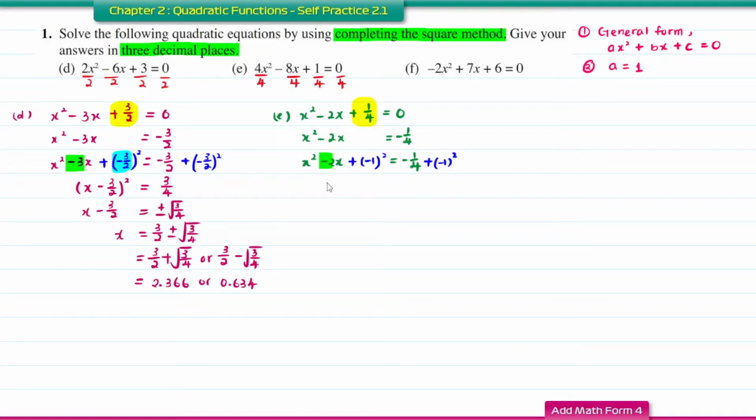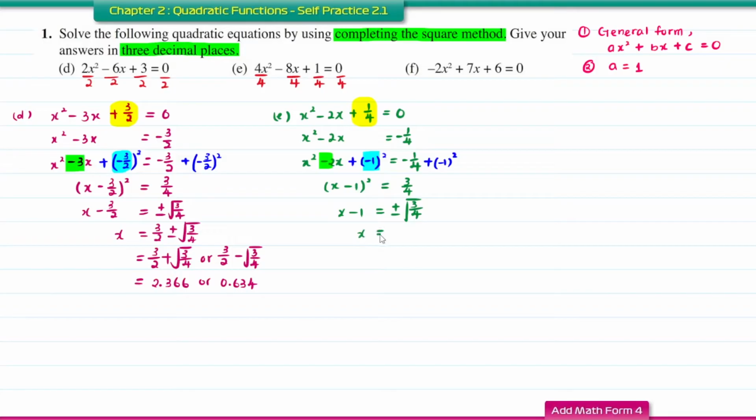Next, factorize this. So here you have a negative 1. So just copy down the negative 1 here. Put a square. This part, solve it using your calculator. It will give you the answer of 3 over 4. Next, move the square to the other side. It will be plus minus square root of 3 over 4.